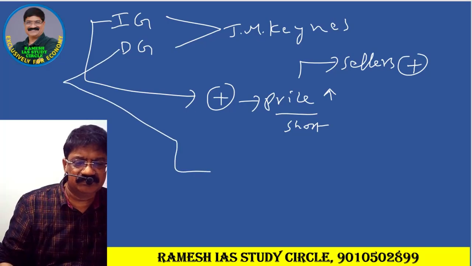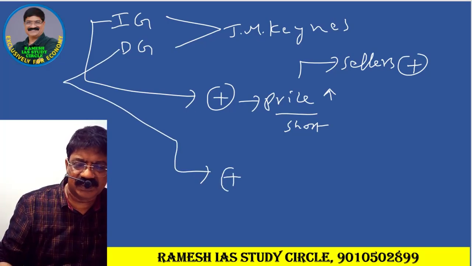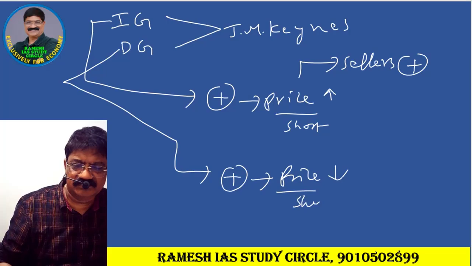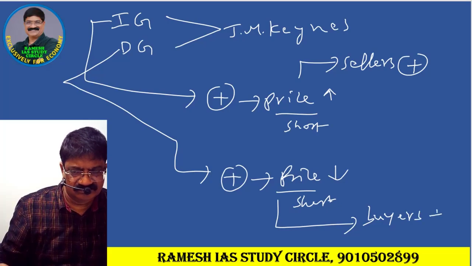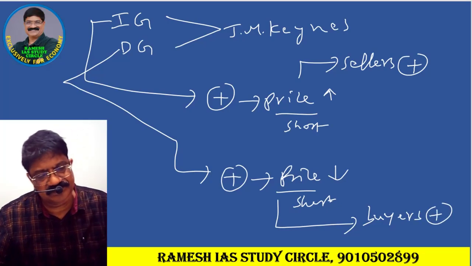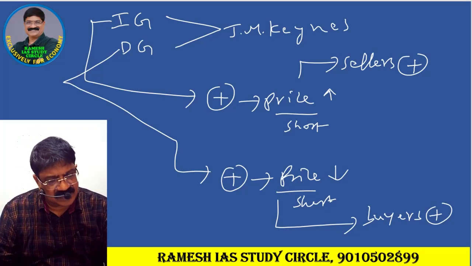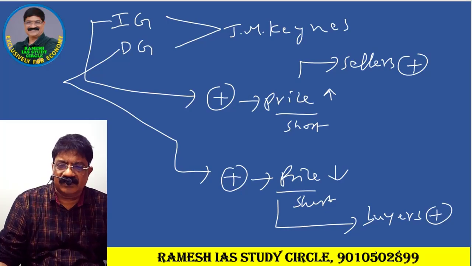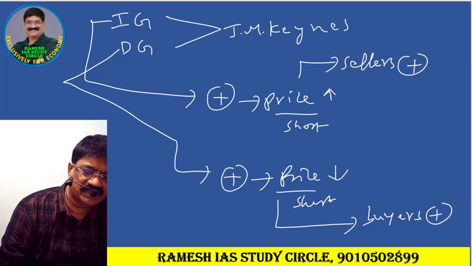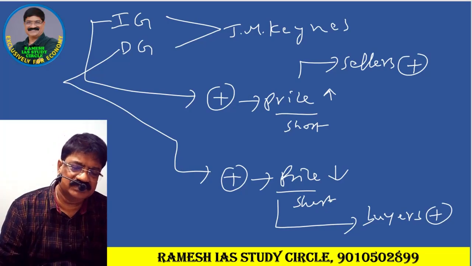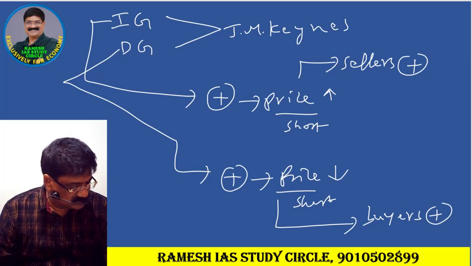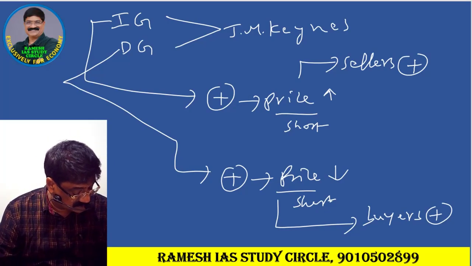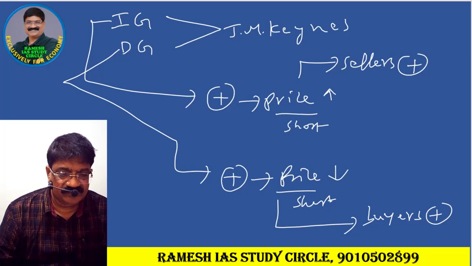Deflationary gap, here also a plus point. Why? Because price is down for a short period. Here buyers are benefited. They buy more. That's why it is a plus. So according to Mr. Keynes, inflationary gap is permissible, deflationary gap is permissible. But don't excuse inflation and deflation, which lead to severe problems, which are recession and depression.